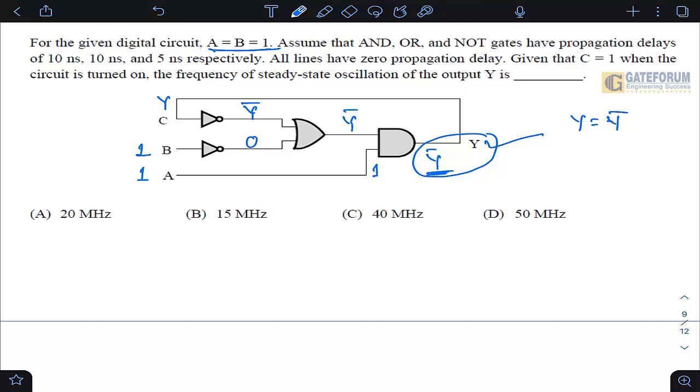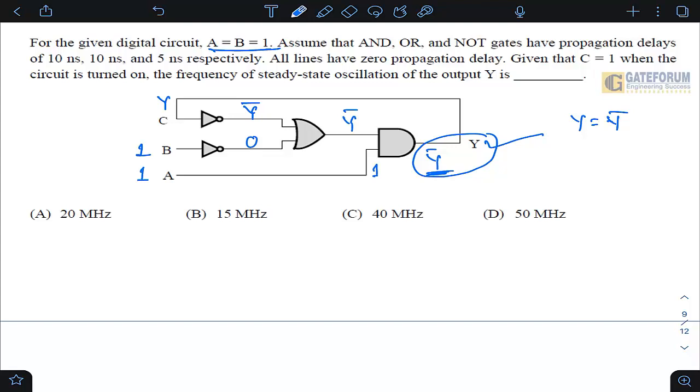So whenever Y equals Y bar, what happens? You remember the application of a ring oscillator, or square wave generator. When a variable is equal to its complement, you get this square wave because the output is unstable. If it is 0 now, after some time it will be 1, after some time it will be 0 again. That kind of behavior happens. Alright. Now the point is, Y equals Y bar. So what is the meaning of it?